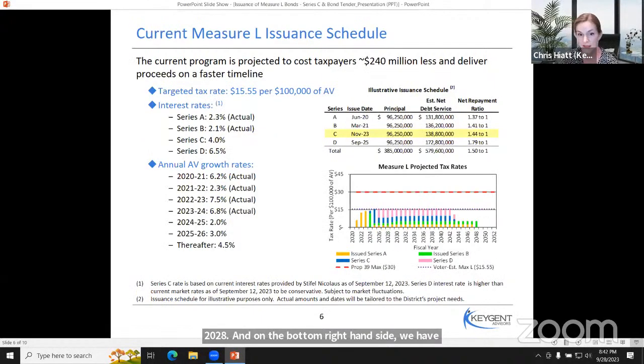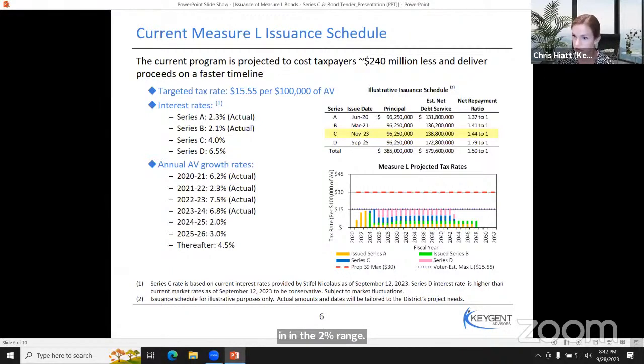So now on the next slide, this is the current snapshot of Measure L. And of course, we have great news to report to you on the progress so far. Right now we are in a great spot because interest rates have been lower than we had anticipated when Measure L was planned. So Series A and B came in the 2% range. This upcoming Series C will likely be around the 4% range.